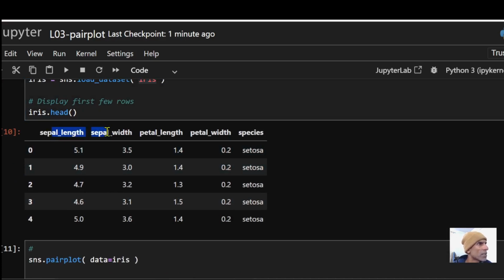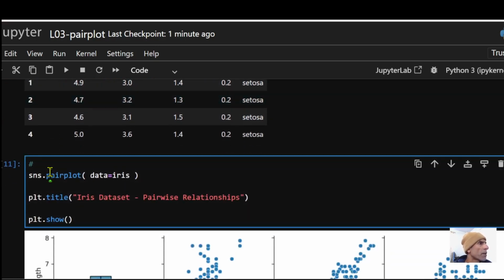So this is sepal length, sepal width, petal length, and petal width, and this is the species. There are three different types of species: you have Setosa, versicolor, and virginica. Based on the different type of species, each one of them has its unique sepal length, sepal width, petal length, and petal width combinations. Okay, so let's do pair plot.